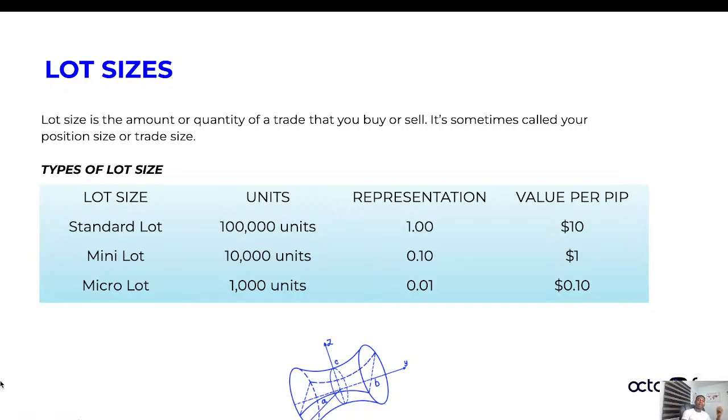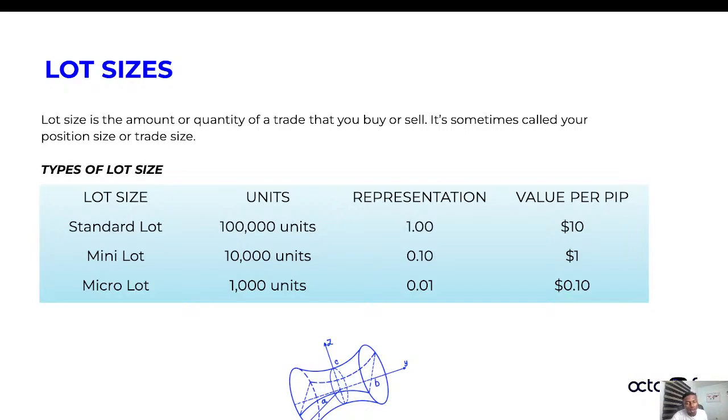When we look at the micro lot size, it is 1,000 units, which is 0.01. Trading with 0.01 tells us that the value per pip would be 0.1 dollar, that's 10 cents. So if the market goes 100 pips in your favor, that means 100 times 0.1, so you get $10. And if it moves 100 pips against you, you would lose $10.